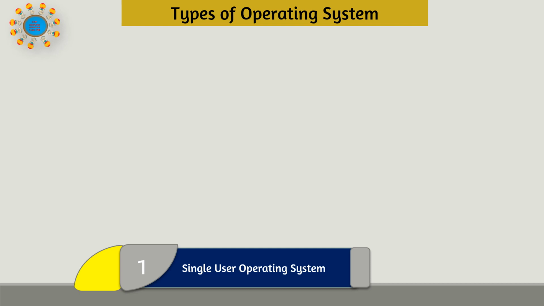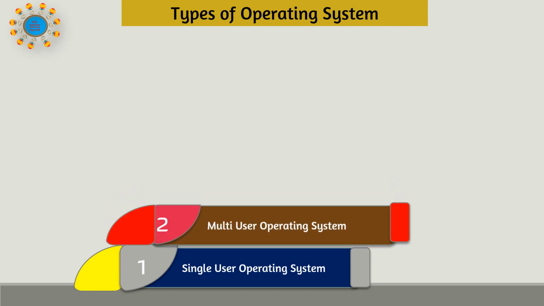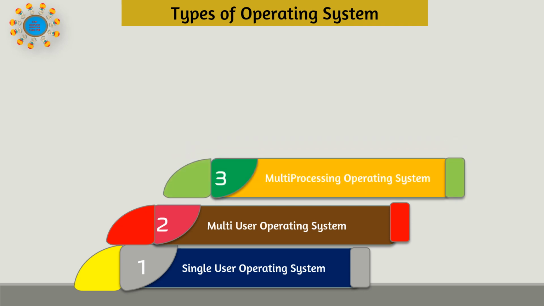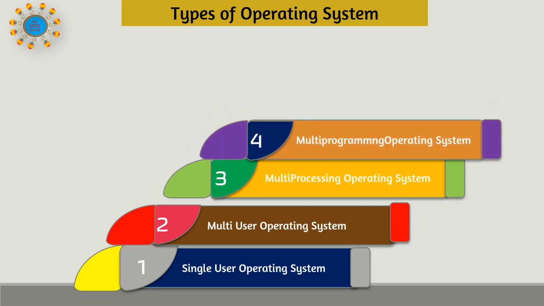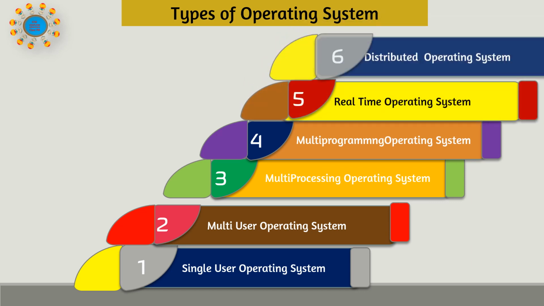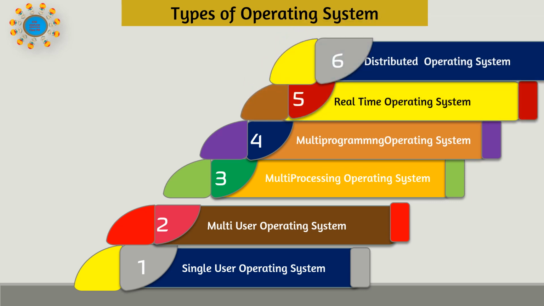Now we can see what are the different types of operating system. First one is single user operating system, multi-user operating system, multiprocessing operating system, multiprogramming operating system, real-time operating system, and distributed operating system. So various types of operating system also we have to learn in chapter 1.